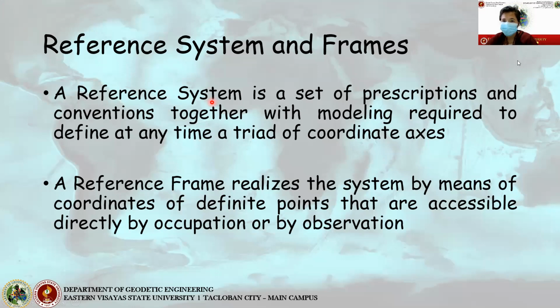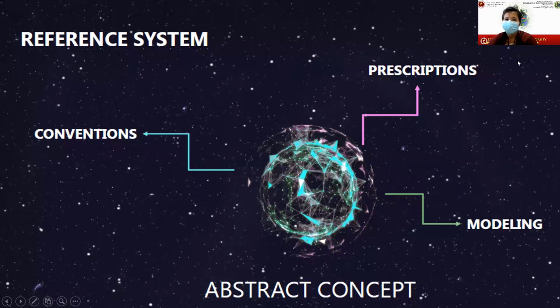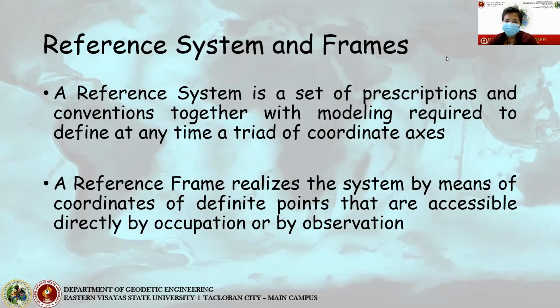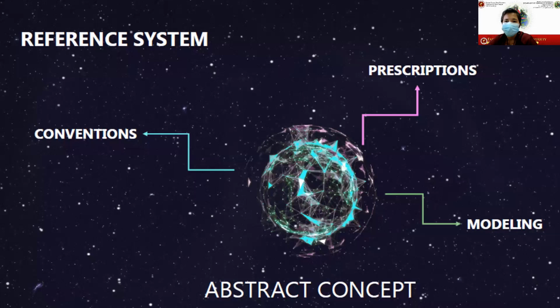It is a set of prescriptions and conventions, together with the modeling required to define, at a given time, a triad of coordinate axes. This reference system cannot be put into actual use without the reference frame. So a reference frame turns the abstract reference system into a realization. The reference frame realizes the system by means of coordinates, defining points that are accessible directly by occupation or by observation. So this is what we call a reference system.